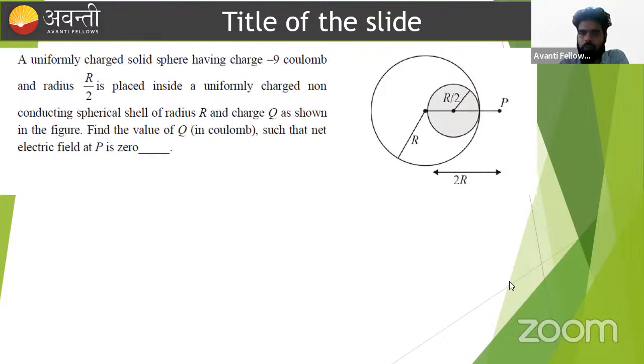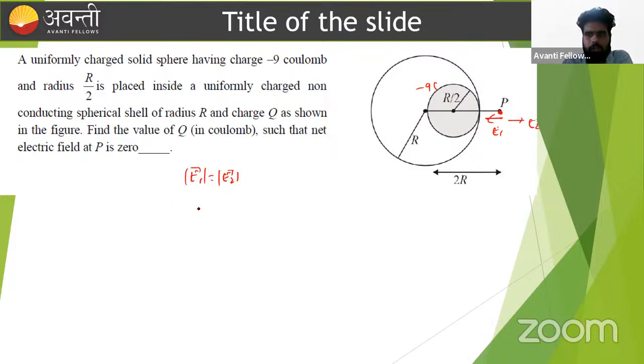Again, this is an easy problem asked from the electrostatics section. It says that at this point the total field is 0. The negative charge attracts, so there is an electric field in this direction, E1, and because of the shell, an electric field in this direction, E2. If the net field is 0, then E1 must equal E2 in magnitude.